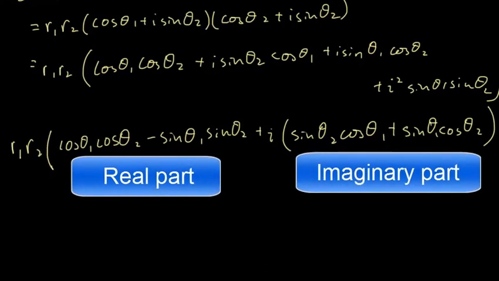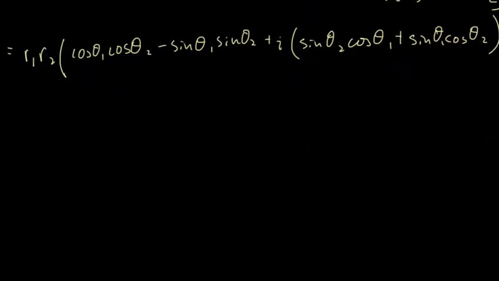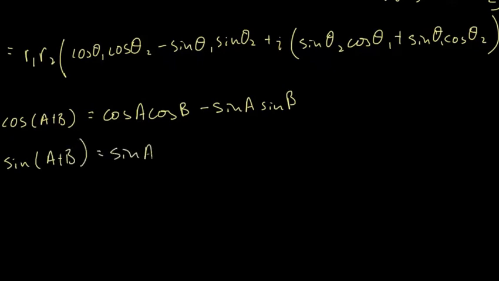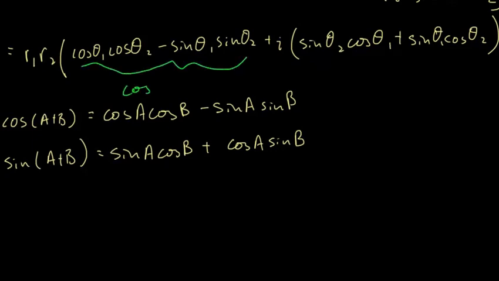Now, from our trig identity, cos(A+B) is equal to cos A cos B minus sine A sine B. And from sine(A+B), that is equal to sine A cos B plus cos A sine B. So that means that this part should be cos(theta 1 + theta 2), and that one should be sine(theta 1 + theta 2) as well.